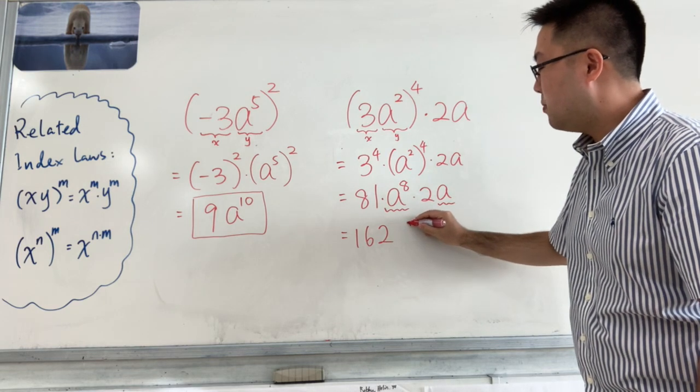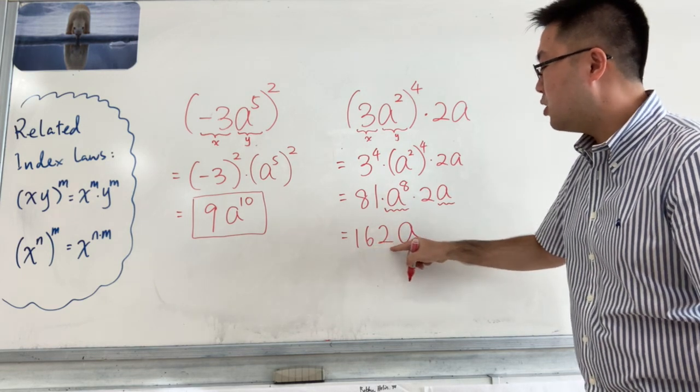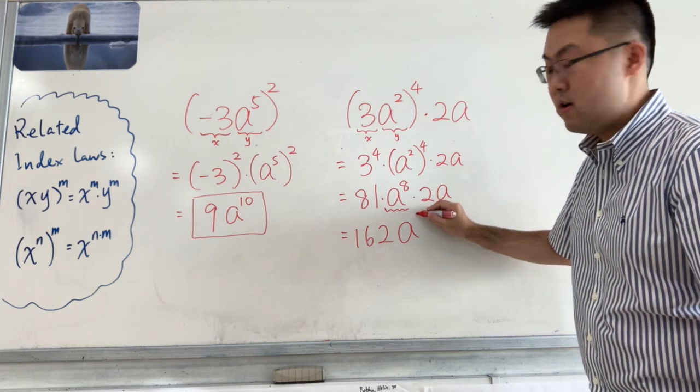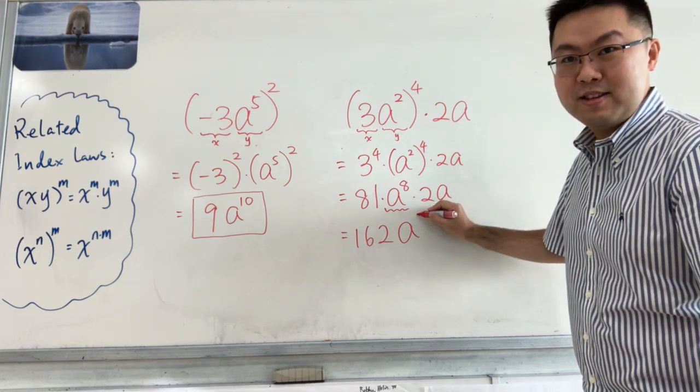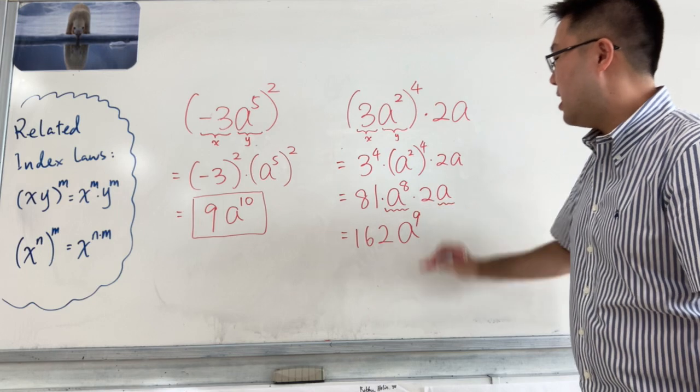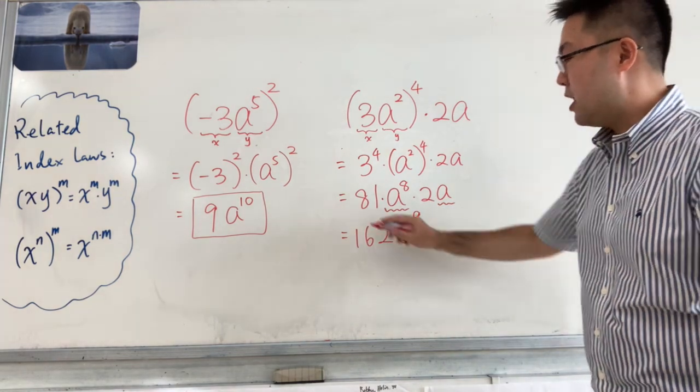So the final answer should be 162 times a to the power of, I'm pretty sure you can get this, this is 9. Is that the same as your answer?